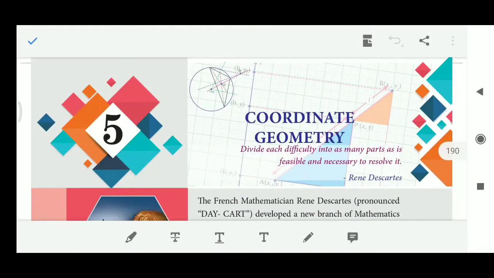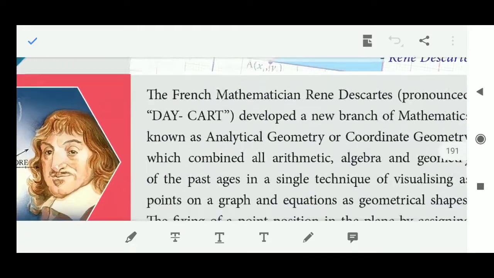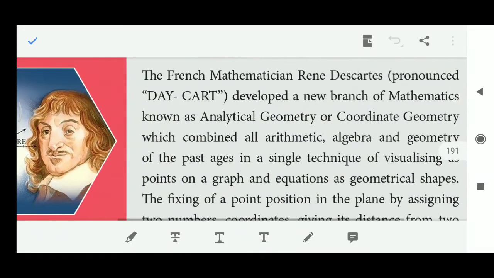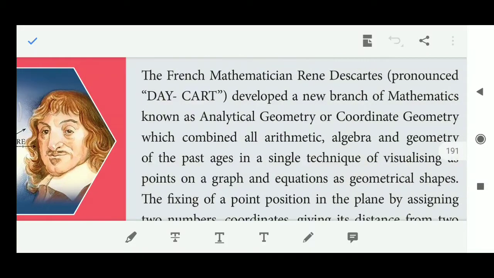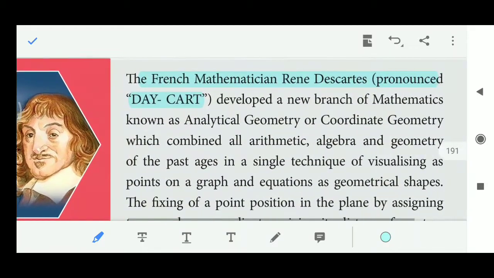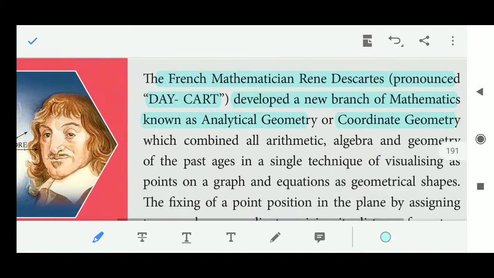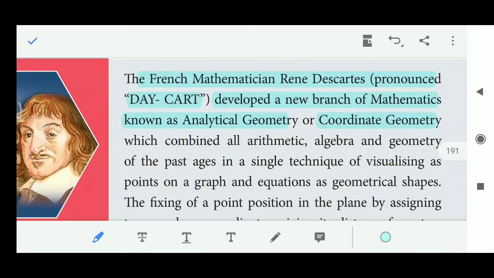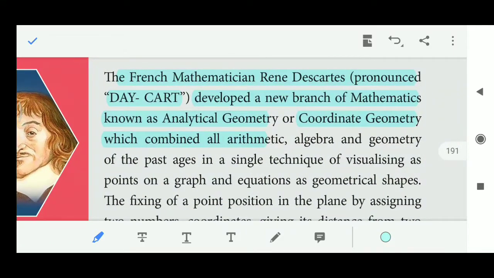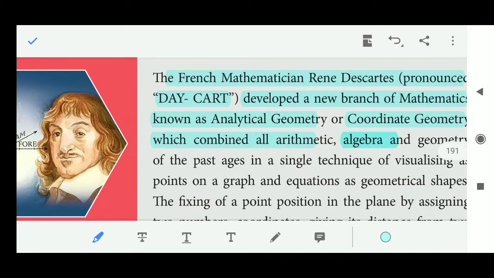The French mathematician René Descartes developed a new branch of mathematics known as analytical geometry or coordinate geometry, which combined all arithmetic, algebraic and geometry of the past ages in a single technique of visualizing points on a graph and equations as geometrical shapes. Analytical geometry is also called coordinate geometry or algebraic geometry.